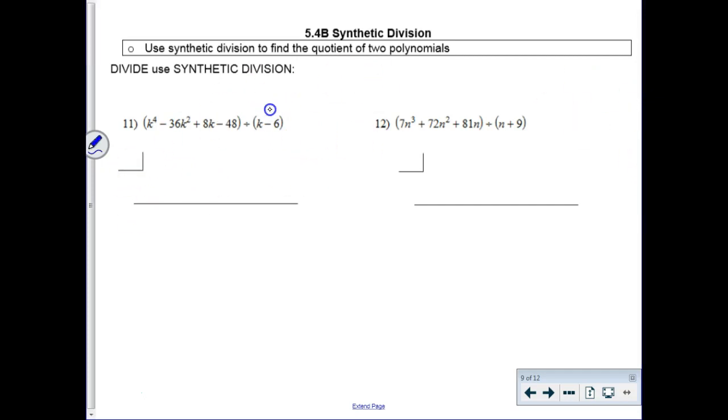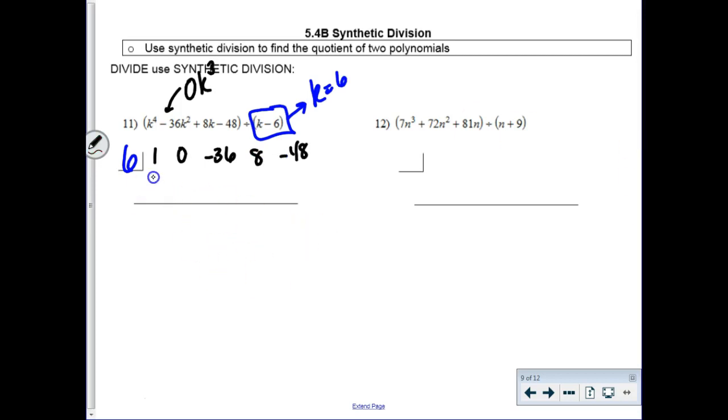So remember, in the box, you come up with the solution to your divisor first, which would be k equals 6. So that goes right there. And then watch your terms here. There's a missing term. It goes from 4th degree to 2nd degree. So right here, there's 0k to the third. That was tricky. You have to make sure you put a placeholder there. So you have a 1, a 0, a negative 36, an 8, and a negative 48.